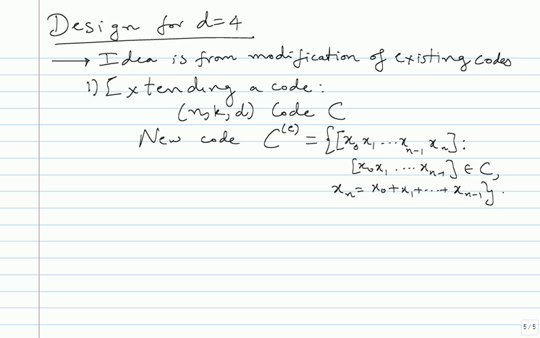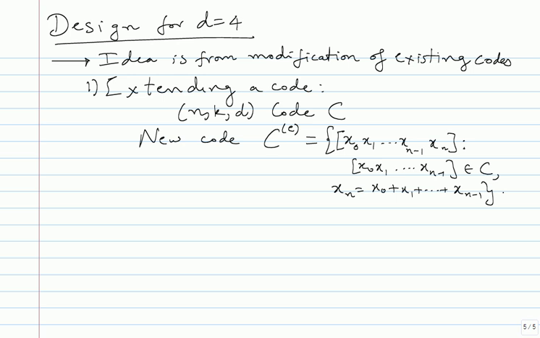Okay, so I'm going to collect into CE all vectors of some length. What is the length of each vector in CE? N plus 1, not n. Okay, but each vector, how is it formed? The first n bits should be what? The code word from C. And then what is the n plus 1th bit? It's the overall parity of that code word. Is that clear? That's how I do extension.